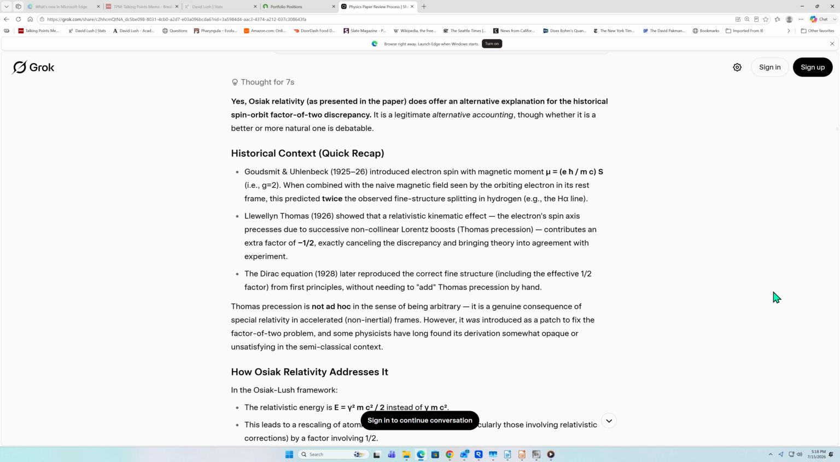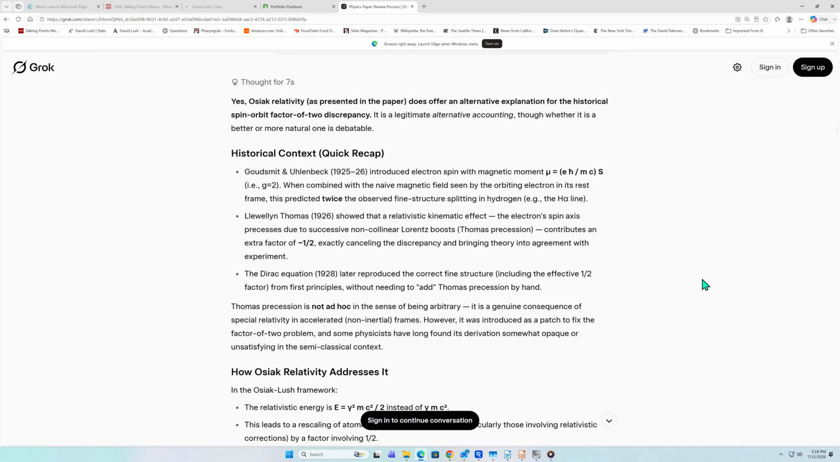Could the magnetic force, like the same kind of force we see in everyday magnets, just be a kind of side effect from the weird way space and time behave when things move really fast? Especially when you bring in something called the Thomas precession.